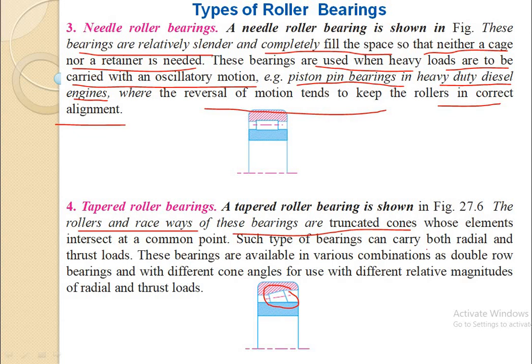Such bearings can carry both radial and thrust load. When there is an application of radial as well as thrust load, then we can go for the tapered roller bearings. When loads are in both directions, thrust as well as radial, then we can go for tapered roller bearings. So this is the application of tapered roller bearings. The shape of the bearing is in the form of truncated cones.